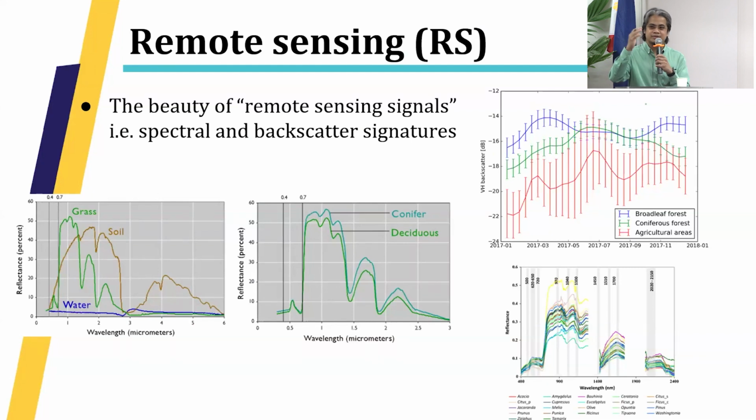Moving on, giving more context about how these different sensors distinguish land features. That's the beauty of remote sensing signals, the way we differentiate one thing from another. In this case, it's grass, soil, water, and even forest types. Here we see coniferous and deciduous forest. On the upper right graph, it's a backscatter signal from a radar sensor that differentiates forest types very clearly. And on the upper and lower right, you can see it can distinguish down to forest species.